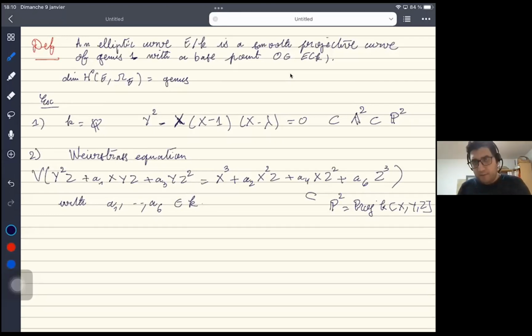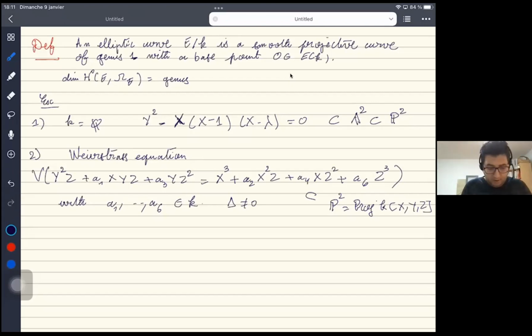In general, an elliptic curve can be written as this, but you have another condition on the coefficients. I didn't write it, but you can associate to a1 through a6 a discriminant, and you impose that the discriminant is non-zero. Otherwise, you can have a singular cubic. I will not give the formula because it's quite long, but you need this condition to get the smoothness.